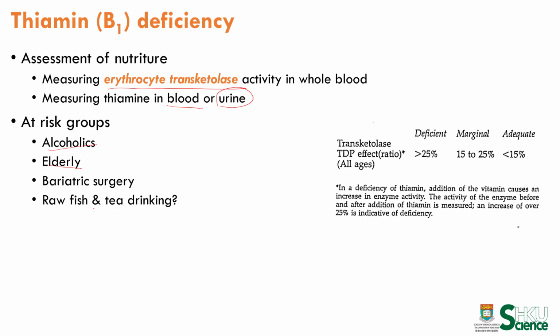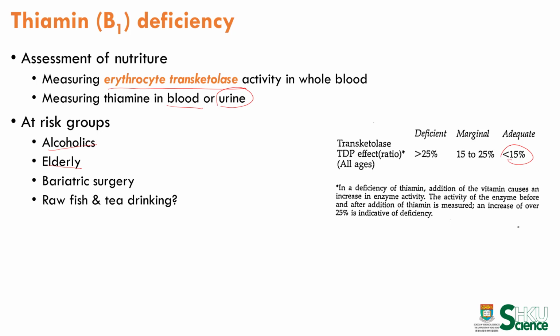The transketolase activity test is done this way. You have the whole blood from the test subjects, and then you add TDP to the blood. So you measure the activity before you add TDP, and then you measure the activity of transketolase again after you add TDP. If the difference between the two measurements is less than 15%, that means the addition of TDP does not increase the transketolase activity a lot, implying that the transketolase have been getting adequate TDP supply in the blood already.